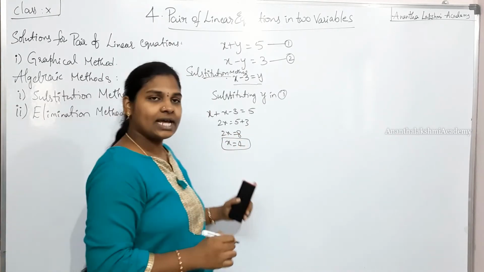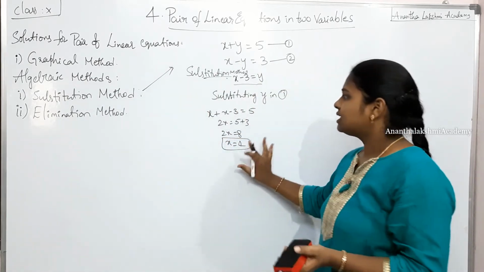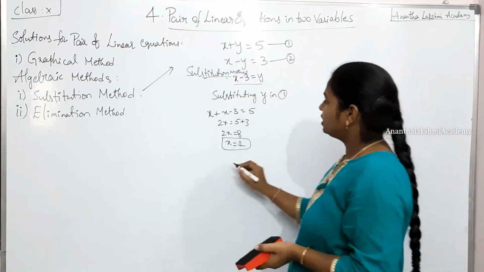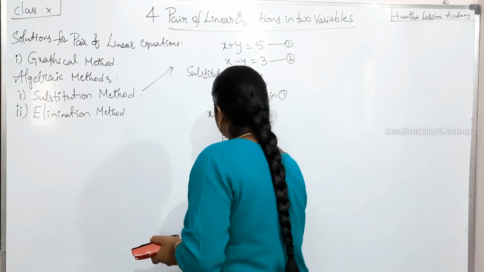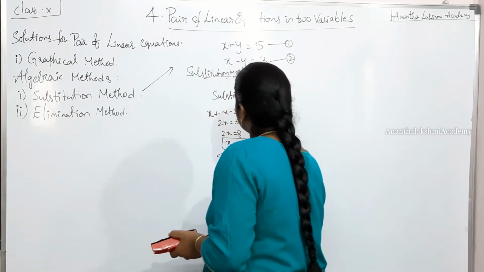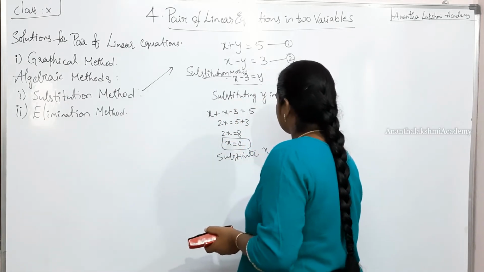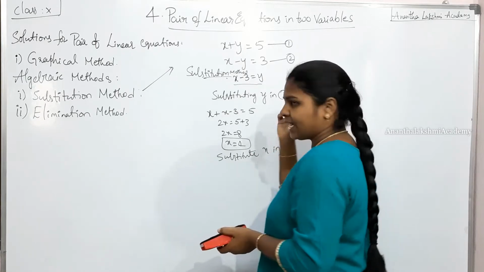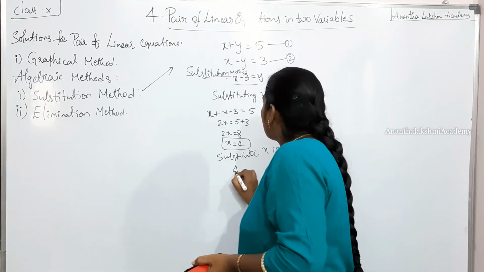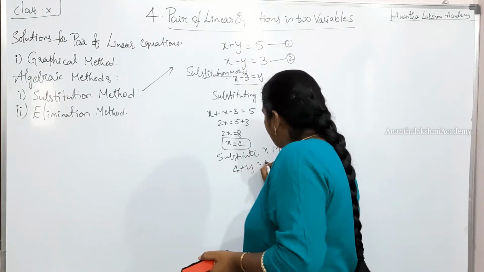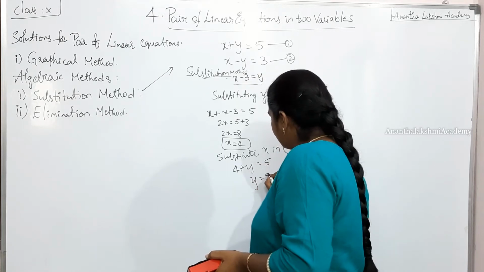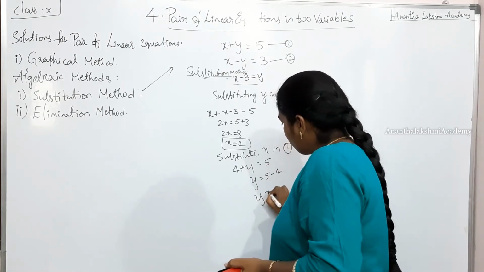Okay. Now that I got the value of x, I am going to substitute x in 1 again. So what happens? 4 plus y is equal to 5. y is equal to 5 minus 4, which is nothing but 1.